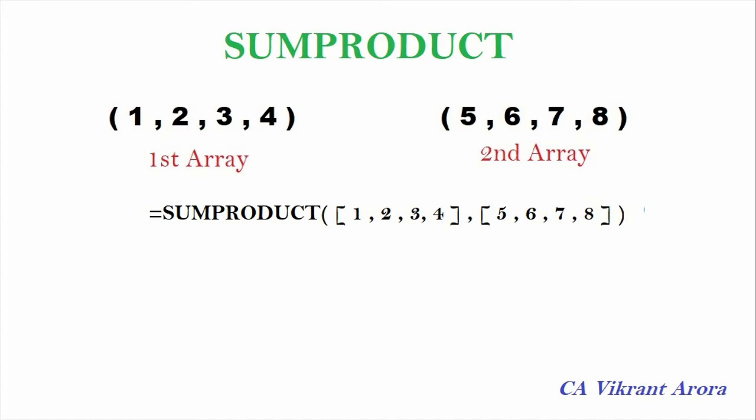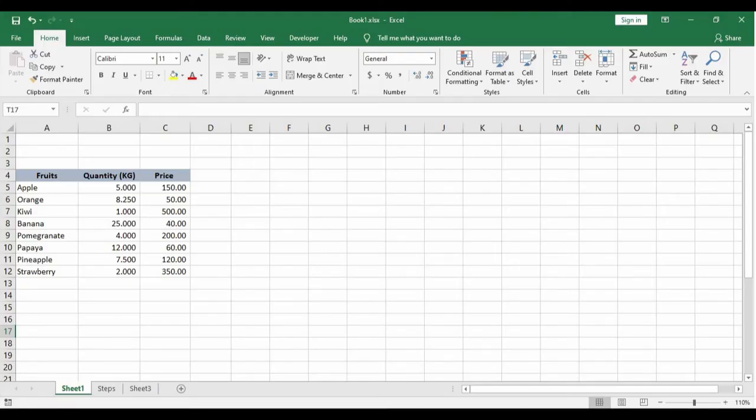Let us understand the math behind this result. The SUMPRODUCT function calculates the product as 1 is multiplied with 5, 2 is multiplied with 6, 3 is multiplied with 7 and 4 is multiplied with 8. Now let's move to Excel to see the use of this formula.